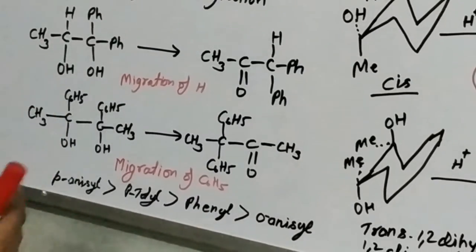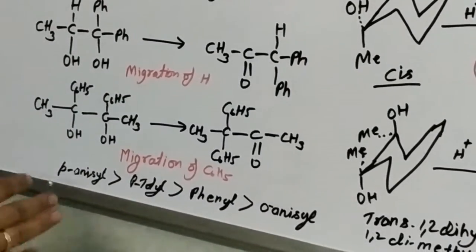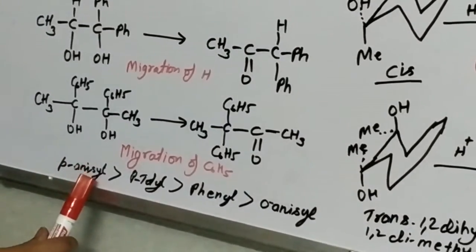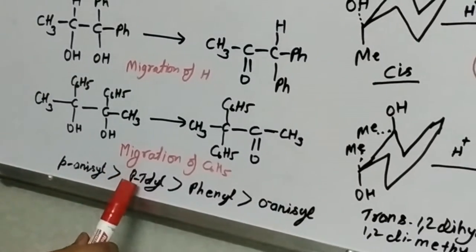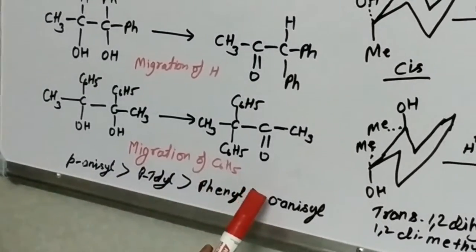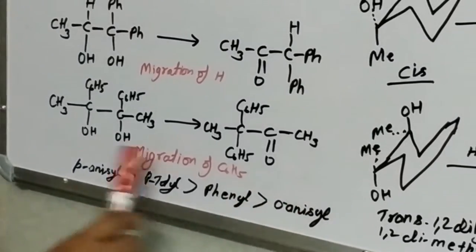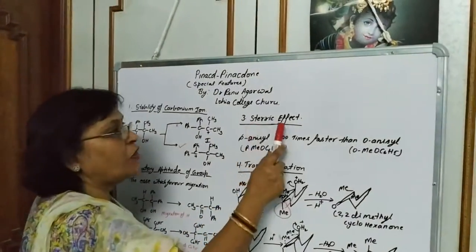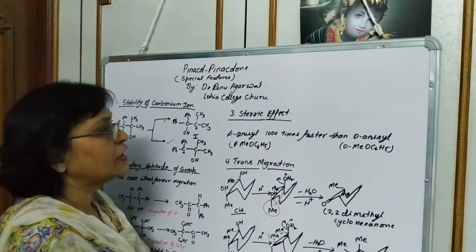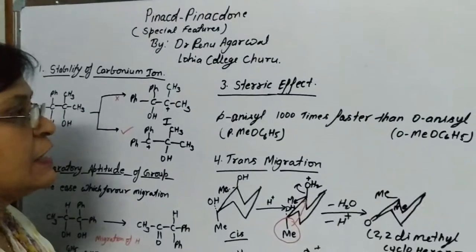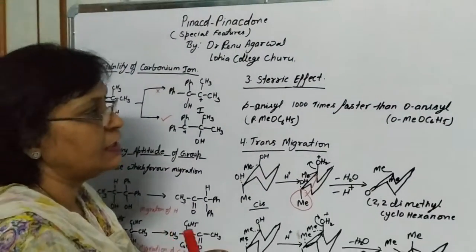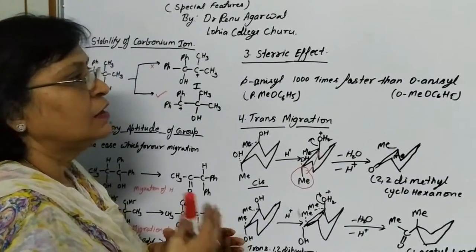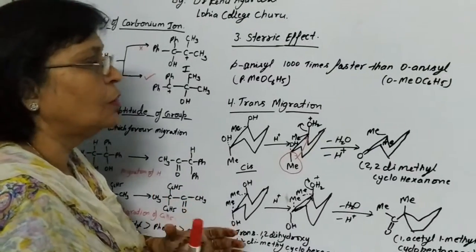Similarly, if there are different aryl groups, among them the migratory aptitude of para-anisyl is highest, then para-tolyl, then phenyl, and then ortho-anisyl. That is, ortho-anisyl is lowest in migratory aptitude. Next is steric factor. What is steric factor? If the migratory group is sterically hindered, then its migratory aptitude will be less and its reaction will be low.